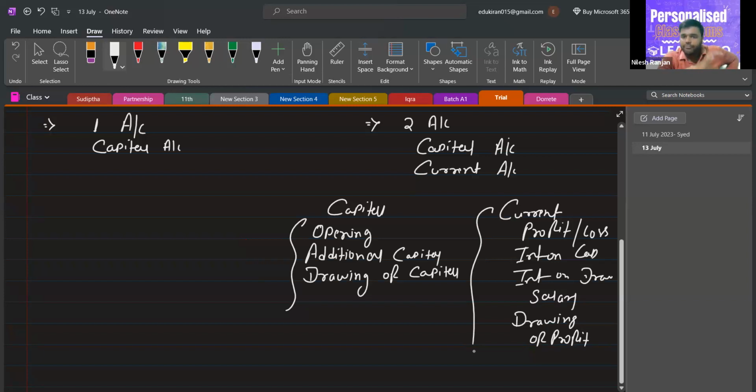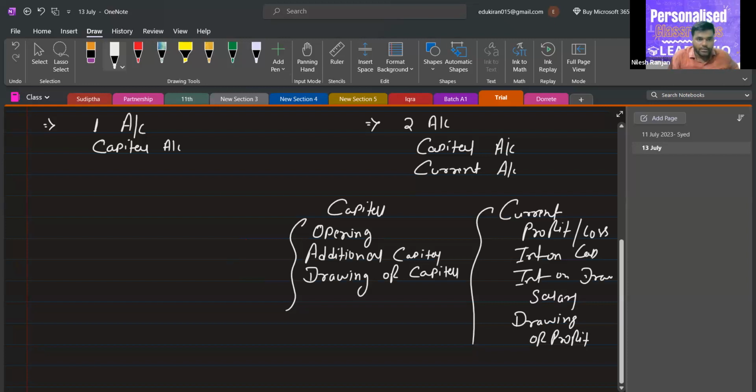So if we put all these items in a single account, then it will change our capital all the time. So in 1 year, there can be a change in capital 5 times, 6 times, or 10 times, you can say. So that's why we prepare current account.